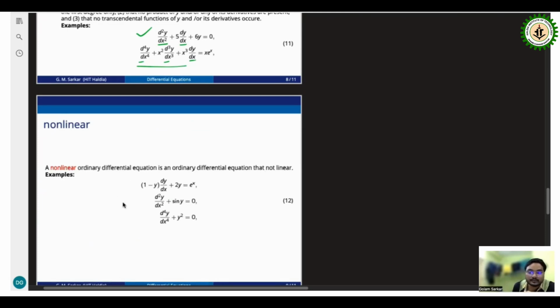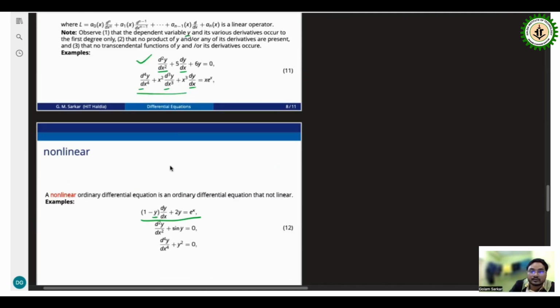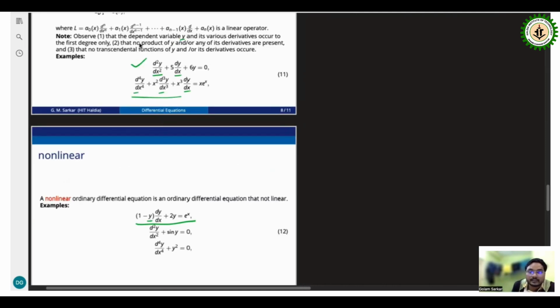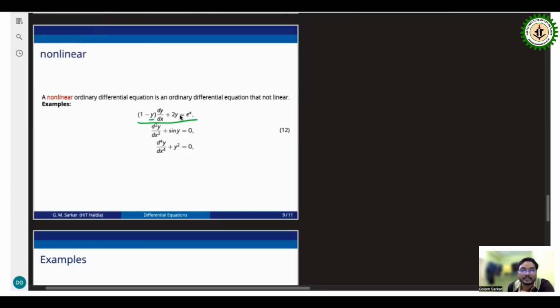For example, if you see this example, you see the derivative term dy/dx has power 1, but this is in the form of the product of the dependent variable y and its derivative. So in a linear differential equation, no product of the dependent variable y and its derivative is present. If it is present, then the differential equation is not linear, that is, nonlinear.